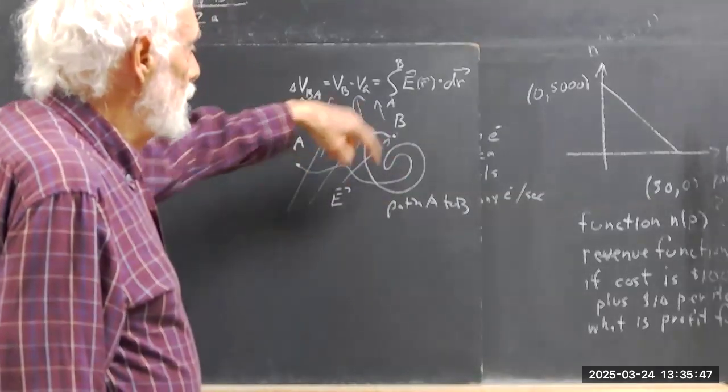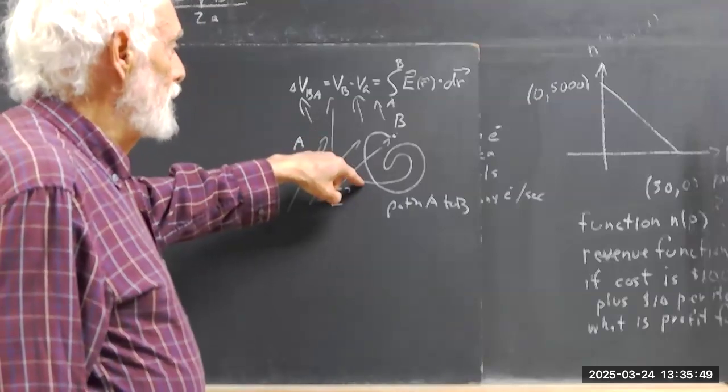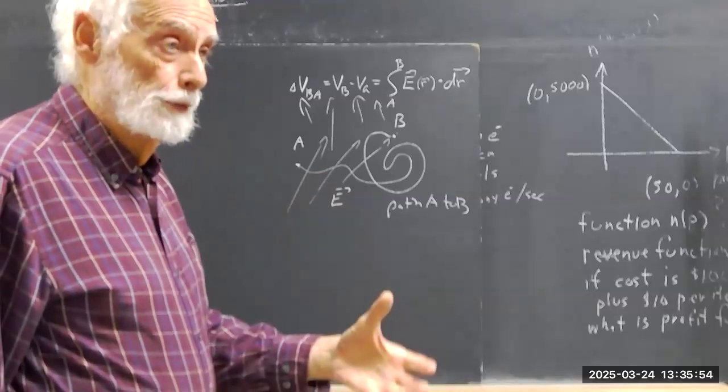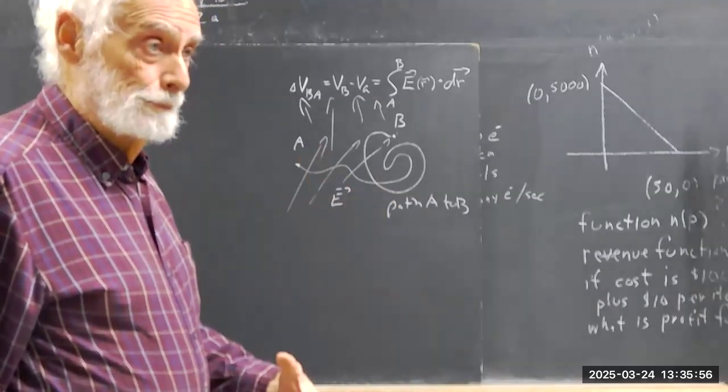And the integral of the field over this path is going to be exactly the same thing if this is an electric field, because electric fields are always conservative.